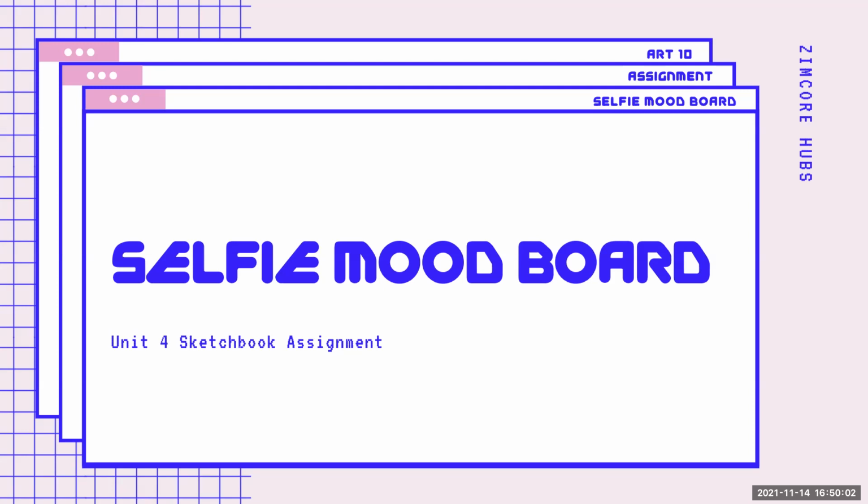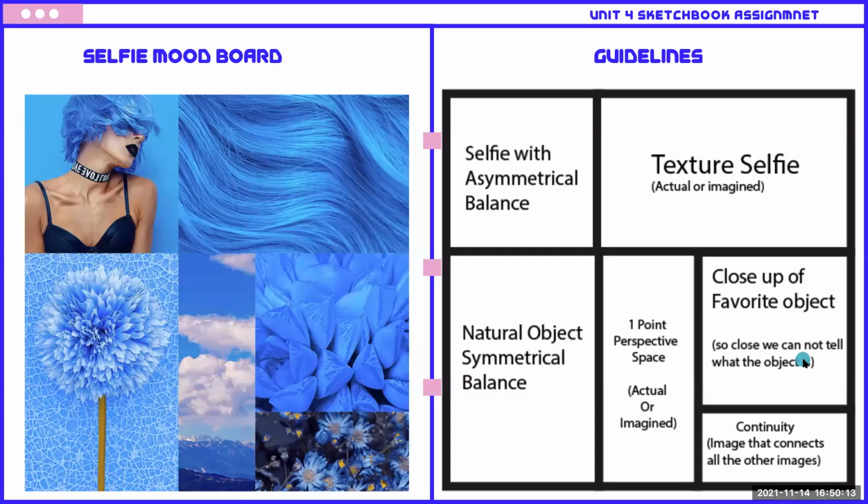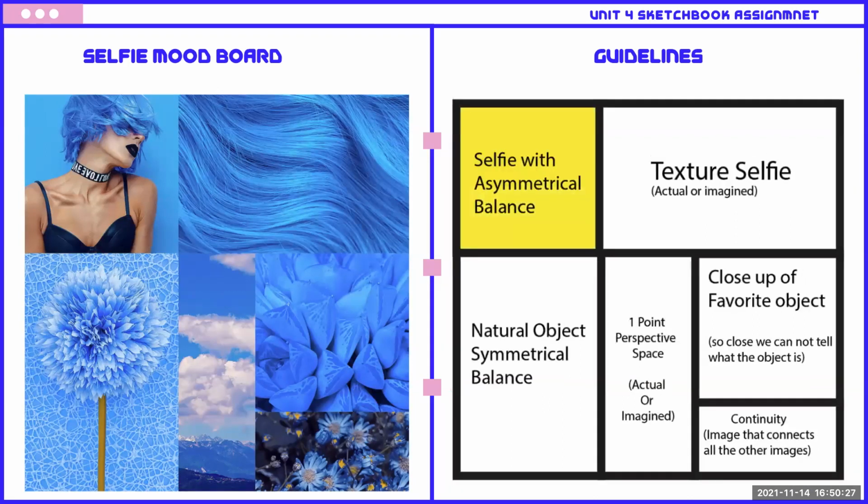For your Unit 4 sketchbook assignment, you will be completing a selfie mood board inspired and informed by the Unit 4 lecture. A mood board is just a way to collect and examine your ideas for a specific project. For our mood board, we're going to have some guidelines to help us organize. Within your selfie mood board, you have registers that I want you to create with very specific visual information that goes in each one.